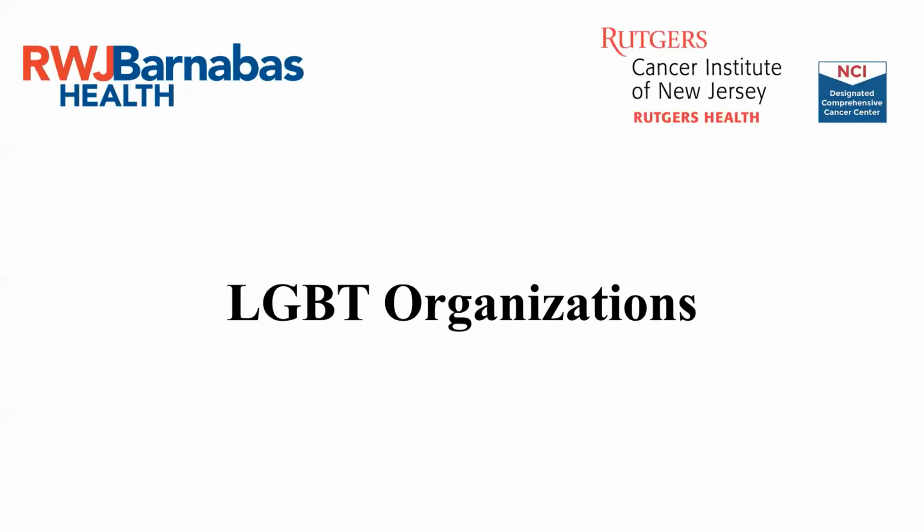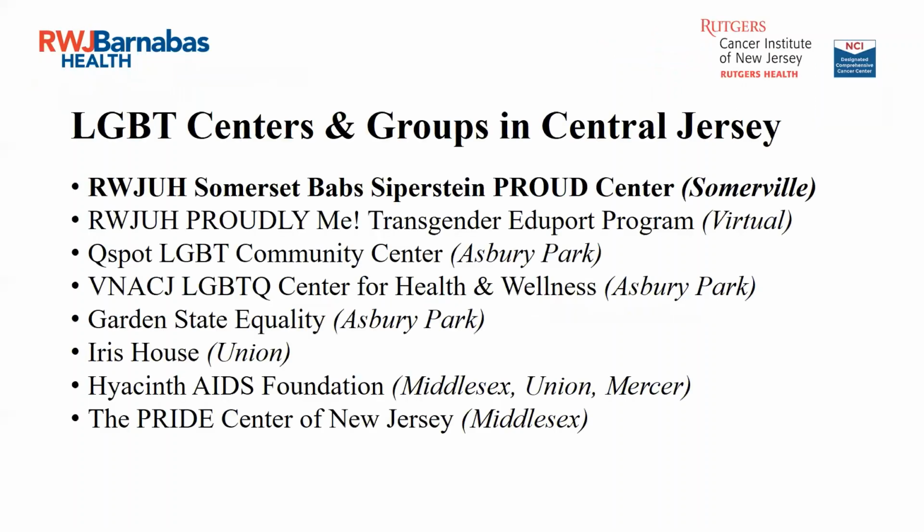So just a quick note on LGBT organizations in New Jersey. You have the RWJ Somerset Babs Dipperstein Proud Center, which is an LGBT health center. You have Proudly Me, which is a transgender educational/support group program. It's virtual now that COVID has hit. You have Q-Spot, LGBT Community Center. You have VNA Central Jersey, LGBTQ Center for Health and Wellness, Garden State Equality, Iris House, Hyacinth AIDS Foundation, and the Pride Center of New Jersey. So these are all LGBT centers and groups in Central Jersey.